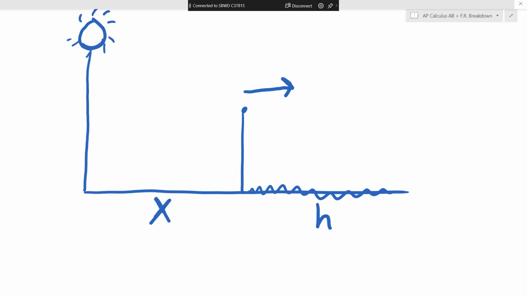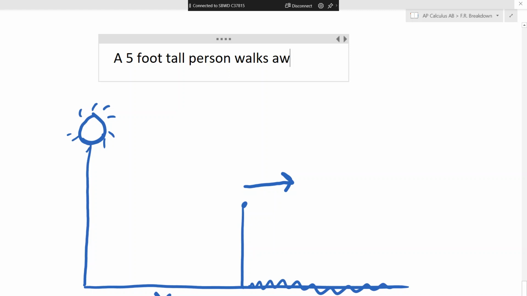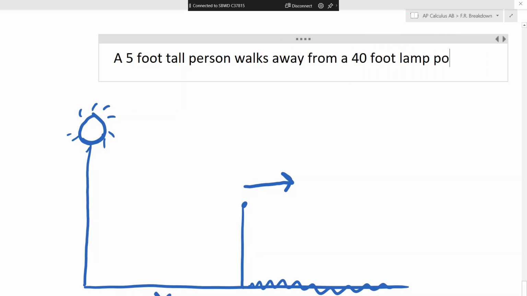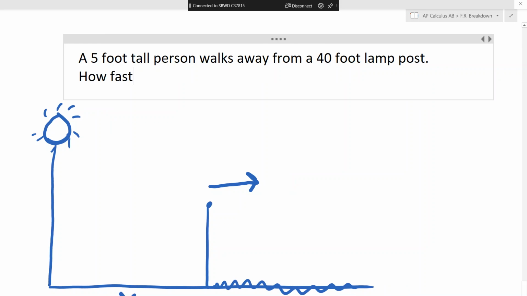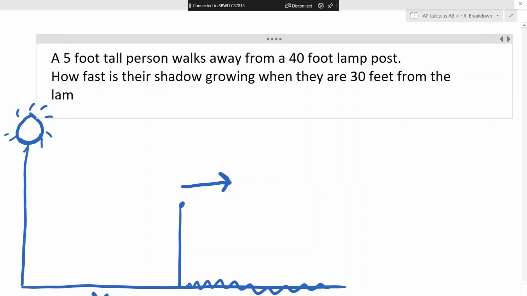So, the way it'll be worded, with no flair whatsoever, is a 5 foot tall person walks away from a 40-foot lamppost for some reason. How fast is their shadow growing when they are, how far away you want to be? 30 feet. Good. From the lamppost. Walking at, what's a nice leisurely amble? 5 feet a second? Let's not use 5, we'll use 3. They're working real slow. 3 feet per second.